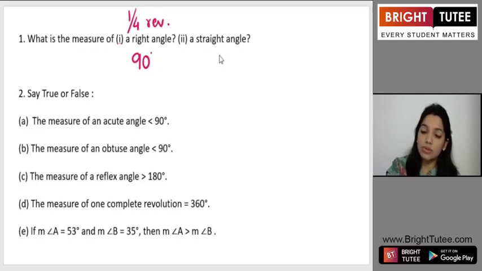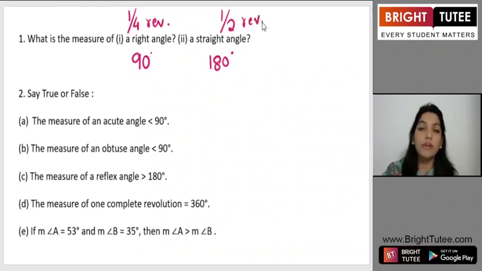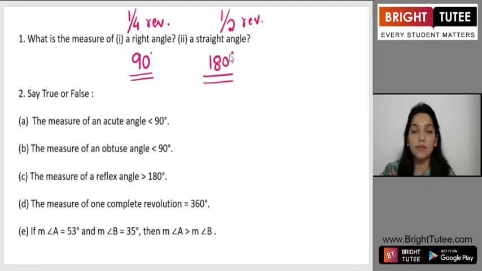Now talking about a straight angle, what is its measure? It measures 180 degrees. And if I'm talking in revolutions, it is half of a revolution. Because the question was asking what is the measure, we can write it either this way or in revolutions. Both times your answer will be correct.